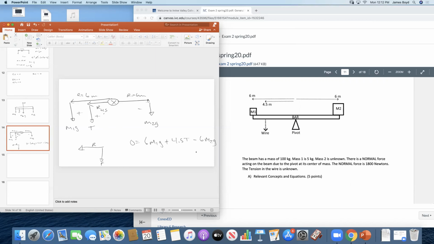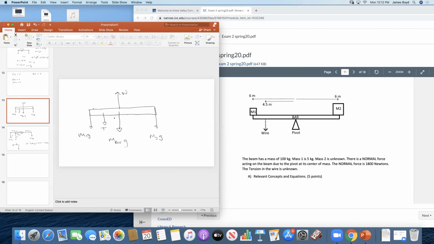If you can get that torque diagram down, I think the force diagrams are easy, but this torque diagram is a little bit harder. Here, the sum of the forces in the y has to be 0. We see that N is positive and everything else is negative.